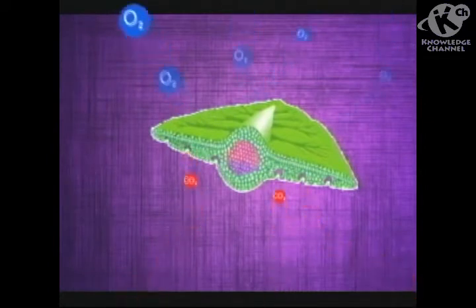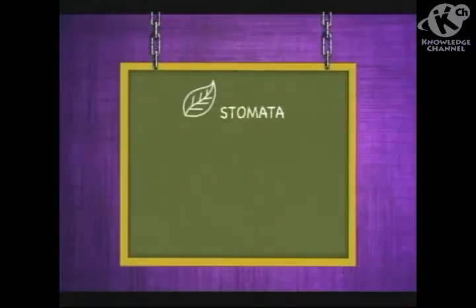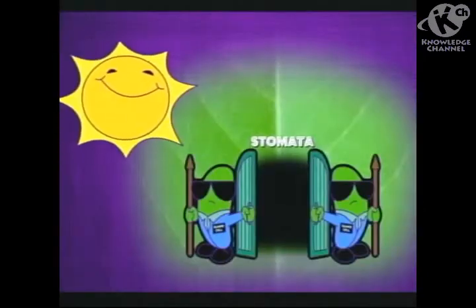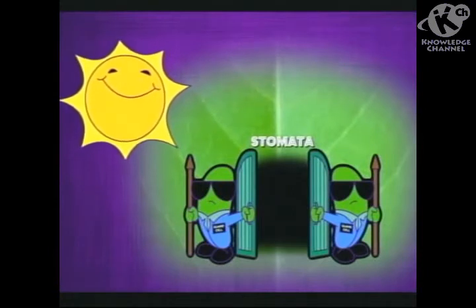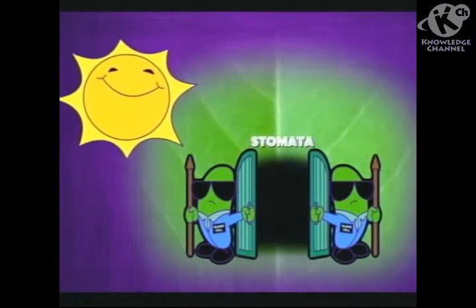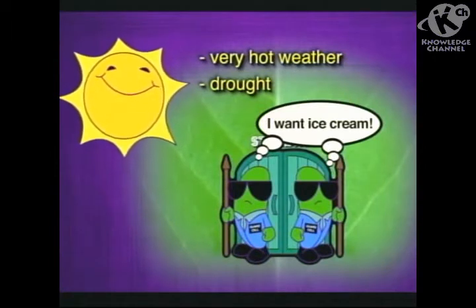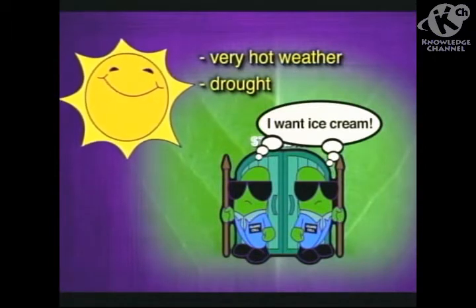Do you have any idea why the stomata are abundant on the underside of the leaves? Ma'am, so that the leaves can catch more water? I think that's not correct, Ashley. I think it's because direct sunlight on the upper surface of the leaf would cause increased evaporation of water via the stomata. During adverse environmental conditions, such as very warm weather and drought, the guard cells close the stomata to prevent water loss, thus preventing the plants from wilting.